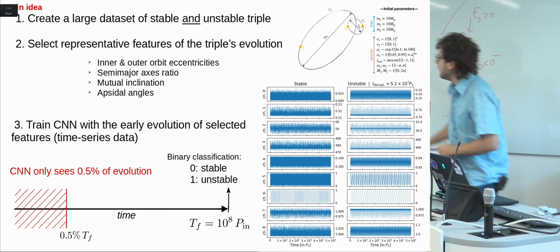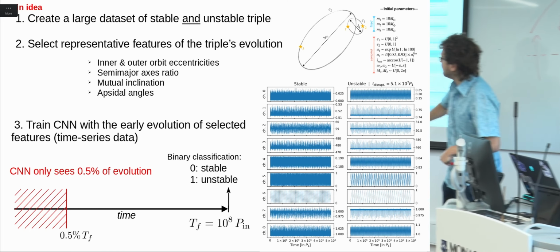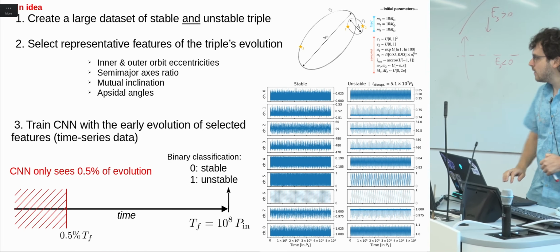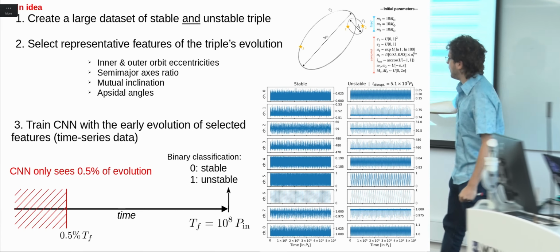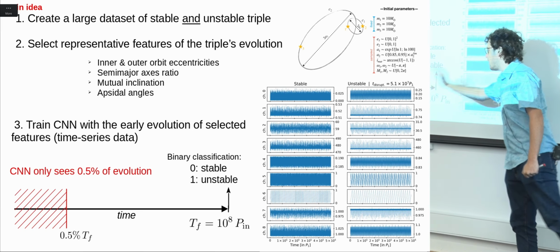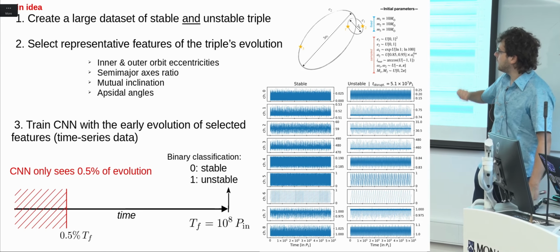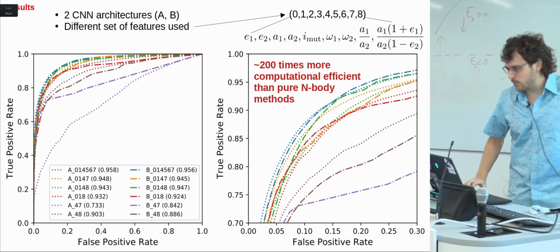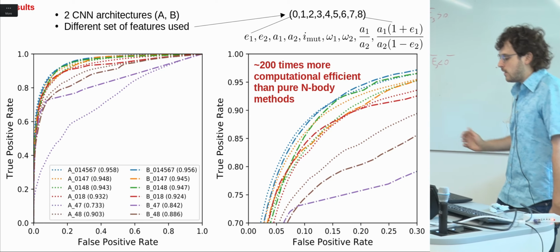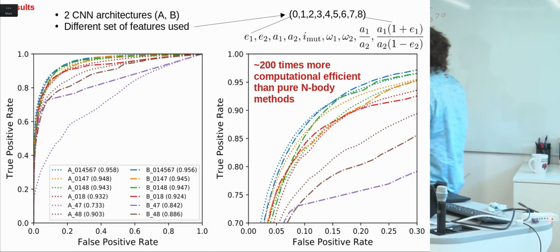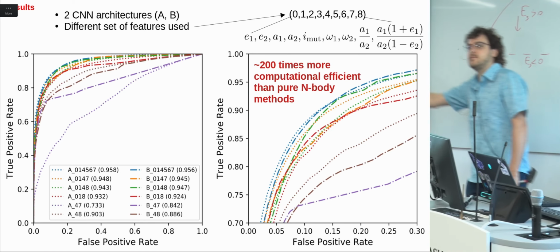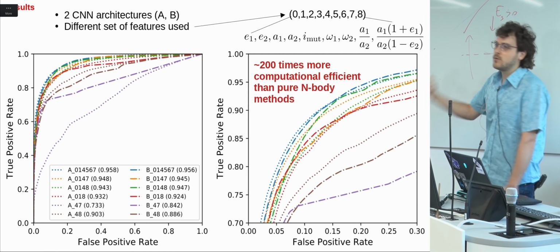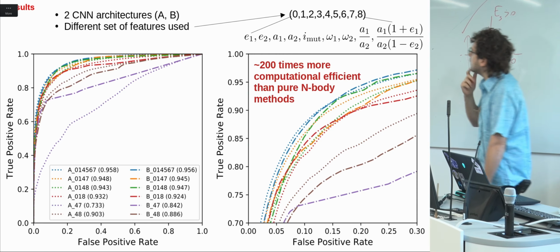So only, let's say, a few 10 to the 5 inner orbital periods. But of course, we have integrated this system up to 10 to the 8 orbital periods, and we know if it broke at some point in time. So the CNN learns how to predict, given the early evolution of a triple system, what happens over the next 200 times that early evolution. So it becomes 200 times more computationally efficient than just using pure N-body integration.